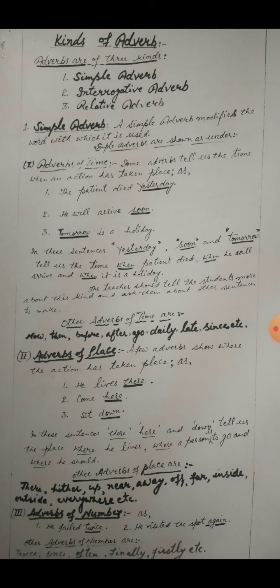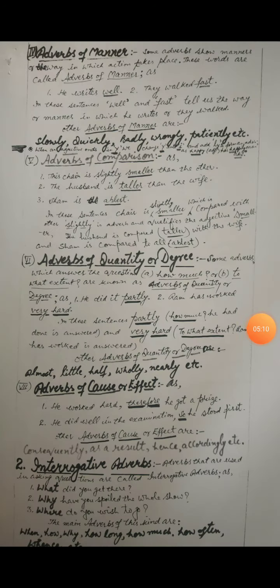He visited the spot again. He failed twice. Fourth one, adverbs of manner. Some adverbs show manners or the way in which action takes place. For example, he writes well. They walked fast. In these sentences, well and fast tell us the way or manner in which he writes or they walked.